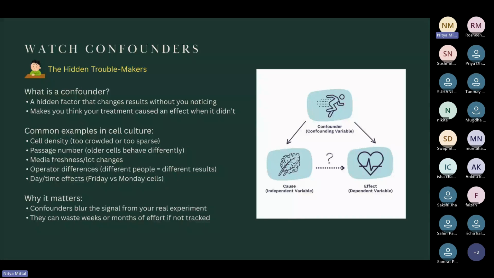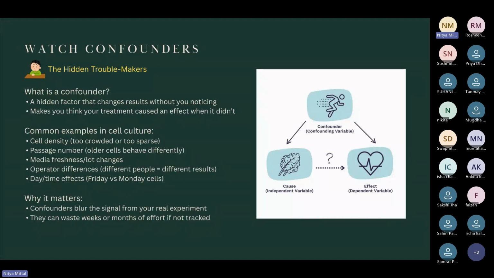It's a hidden factor that's going to change your results, not by a lot sometimes, but they change your results without you noticing them. It will make you think that a concentration of some drug caused the effect when it absolutely did not, right? So in cell biology, density and passages are usually classic culprits of being confounders. They change phenotypes. Even small things like how long the media sat in the fridge can change your result. And usually good science is spotting confounders early and controlling them.